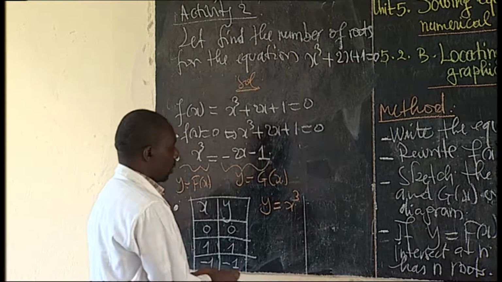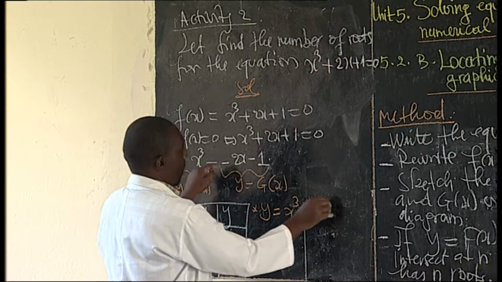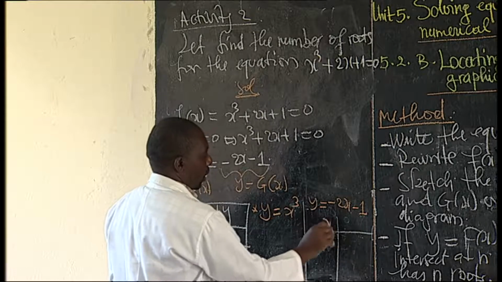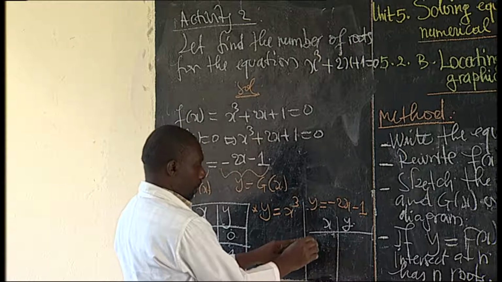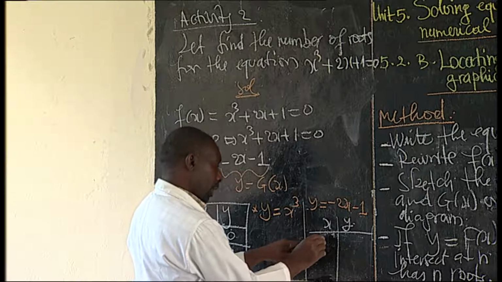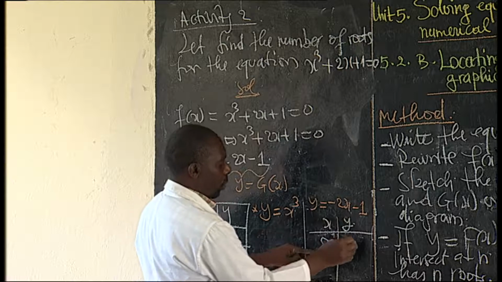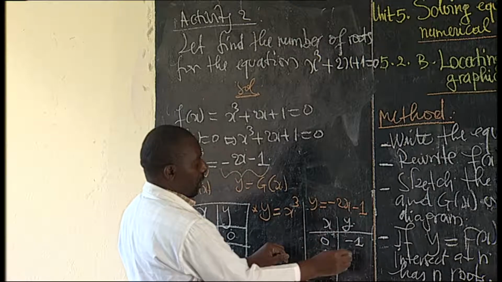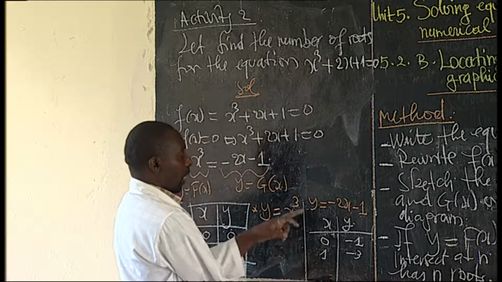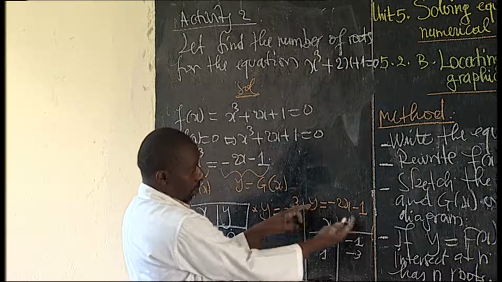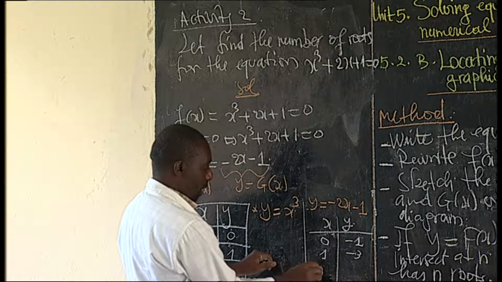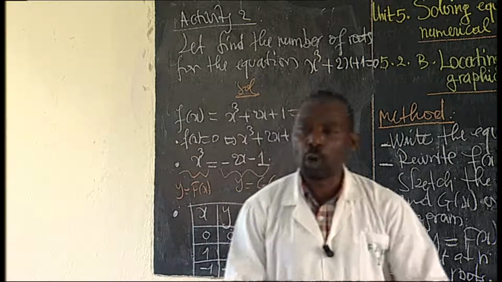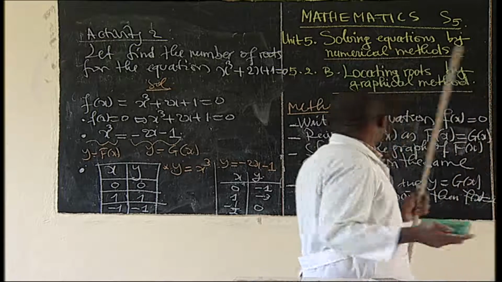For the other function, y equals minus 2x minus 1, with x and y, taking x to be 0. If x equals 0, y will be equal to minus 1. If x equals 1, I'll have minus 3. Even taking y equals 0, I'll have x equals -1/2 and y equals 0. So it is a straight line. Even 2 points are enough to sketch a straight line.